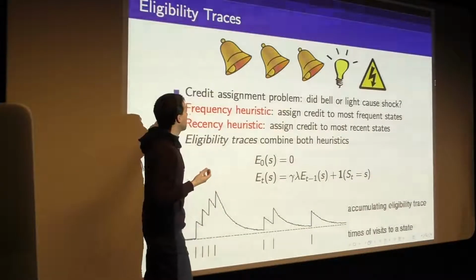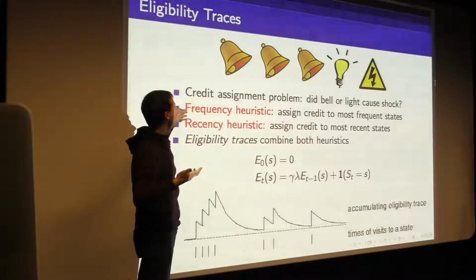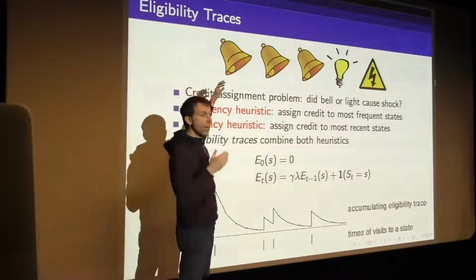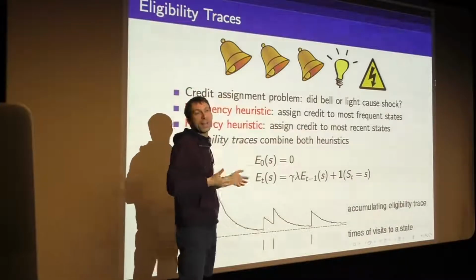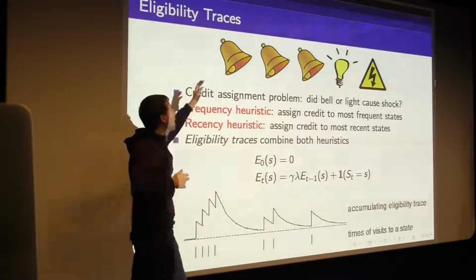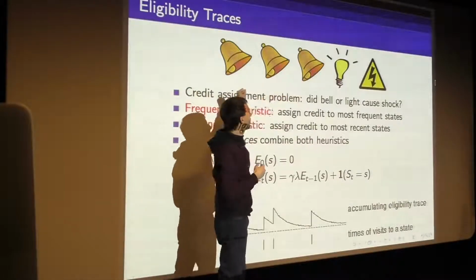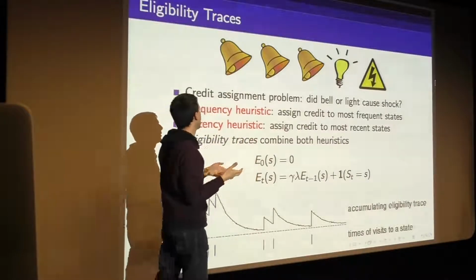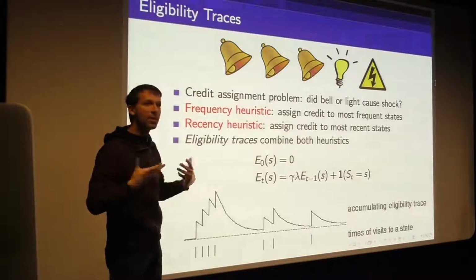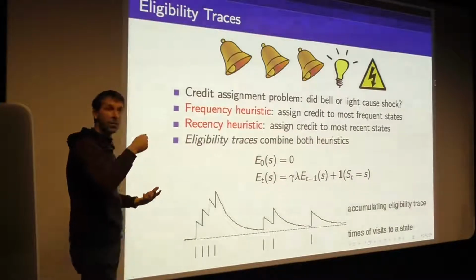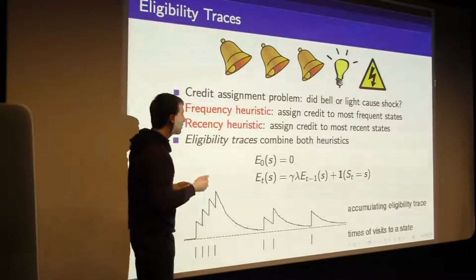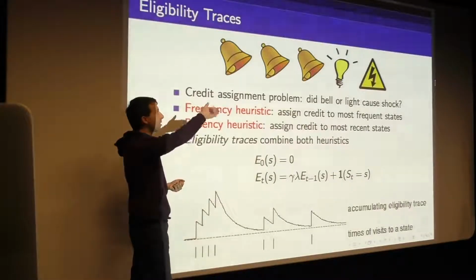If you thought that the most frequently occurring state caused this event, then you would assign credit for your error to the bell. You would say the bell happened more, so I should change my thinking more because of the bell than because of the light. But there's also a recency heuristic, which apparently you guys are partial to, which says the most recent thing which happens should be assigned credit for the error that we see. And the idea of eligibility traces is to combine both these heuristics together.